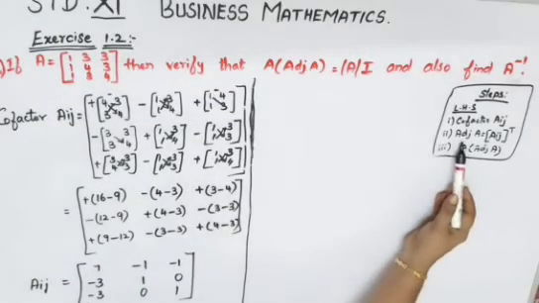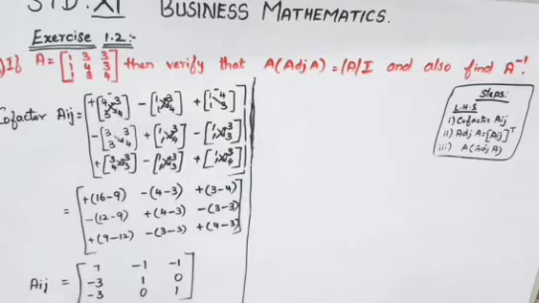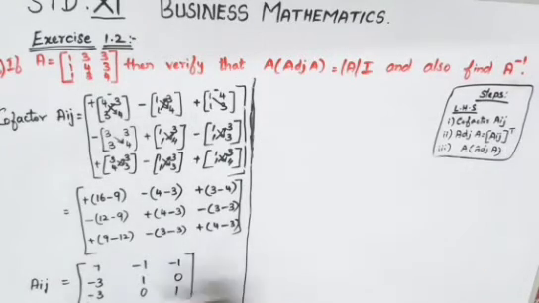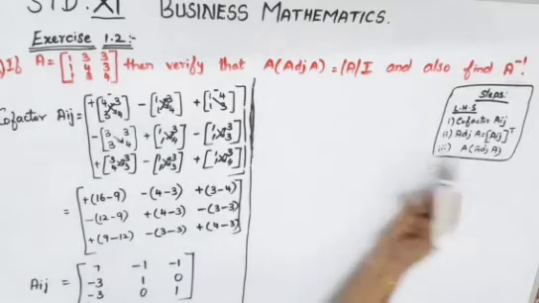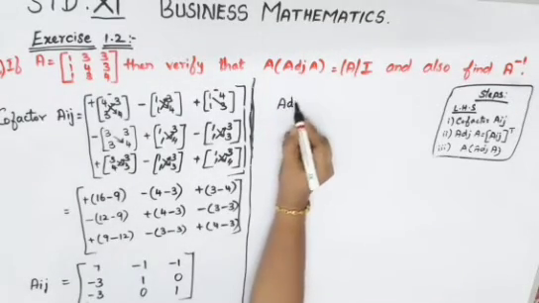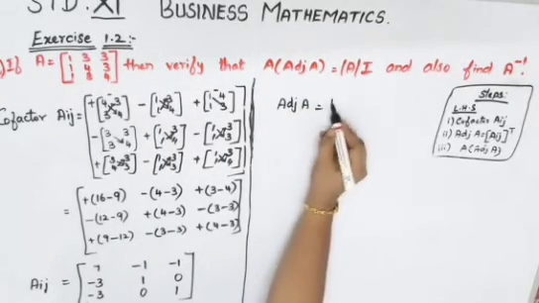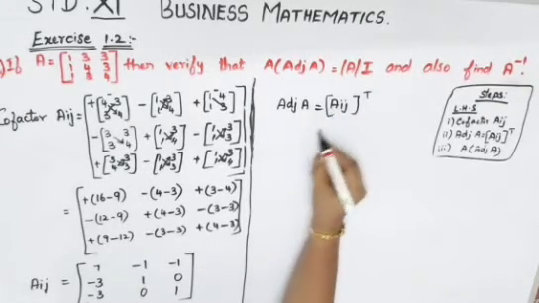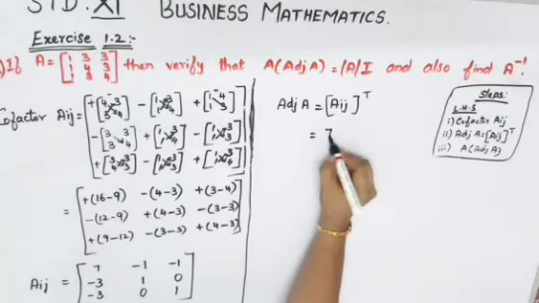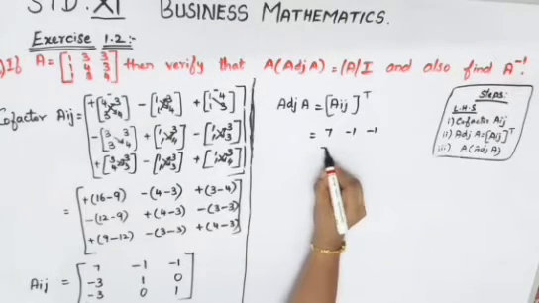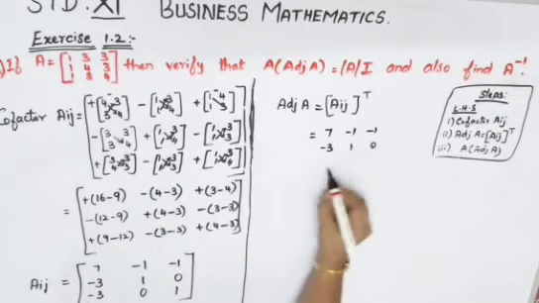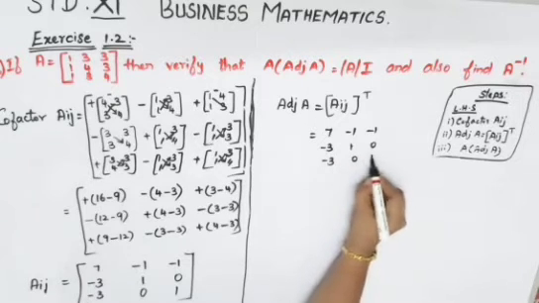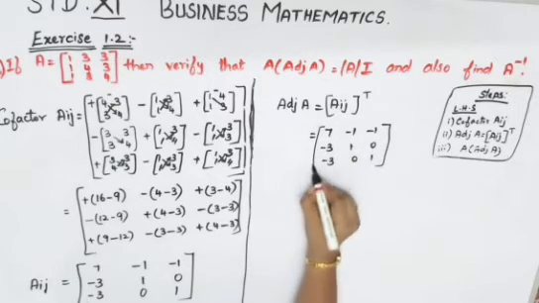So the second step is the adjoint of A. You will have to find it, that is Aij transpose. We have got Aij here, so you will have to find only the transpose to get your adjoint of A. So adjoint of A is equal to Aij the whole transpose. Write your Aij as it is: 7, minus 1, minus 1; minus 3, 1, 0; minus 3, 0, 1. For this you will have to put your transpose.